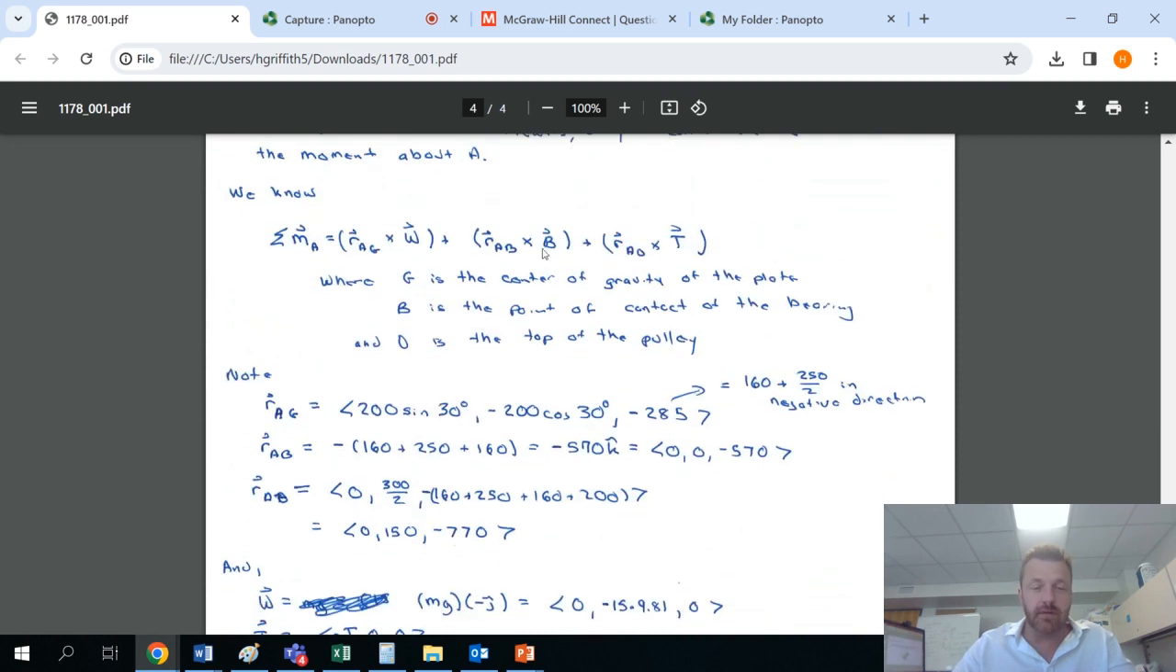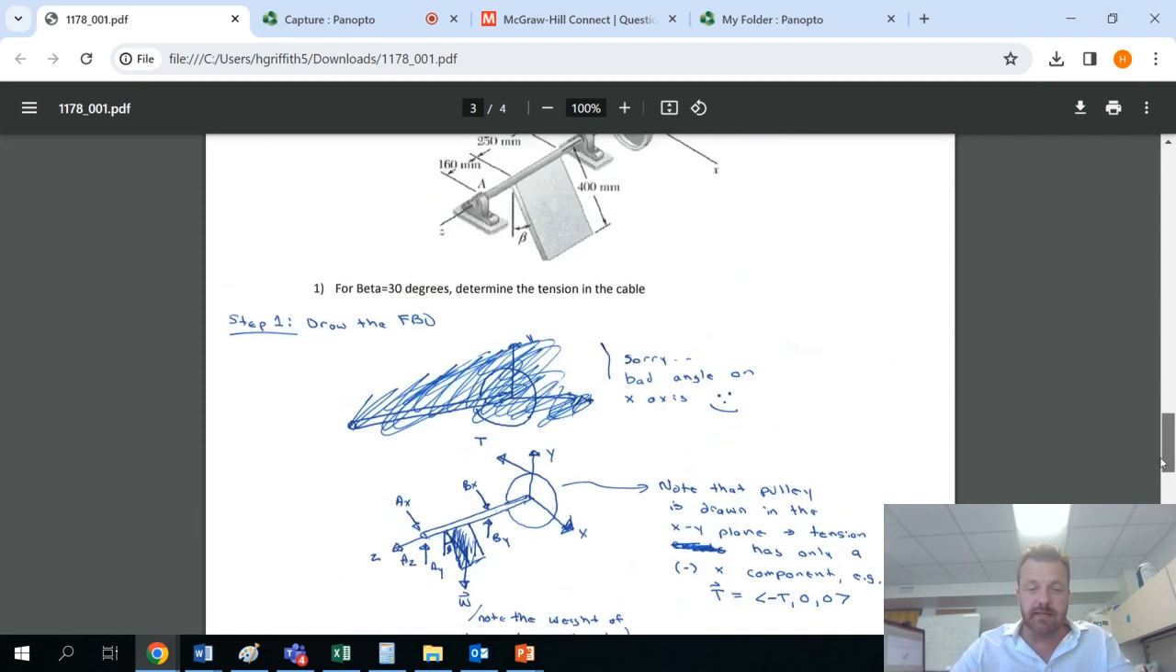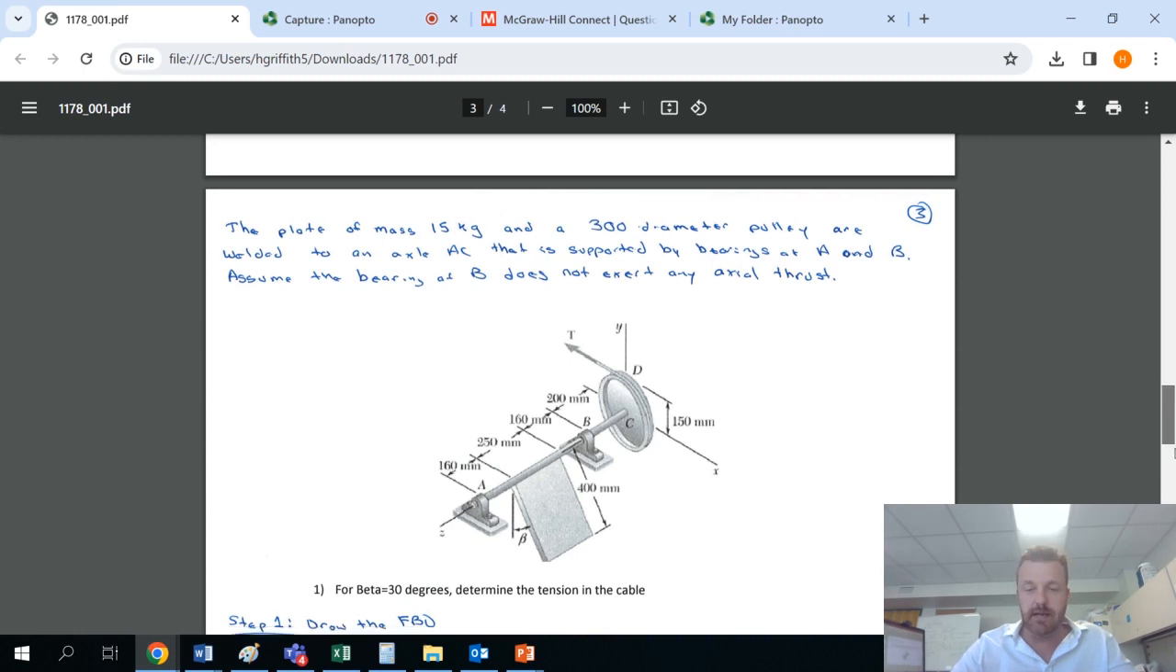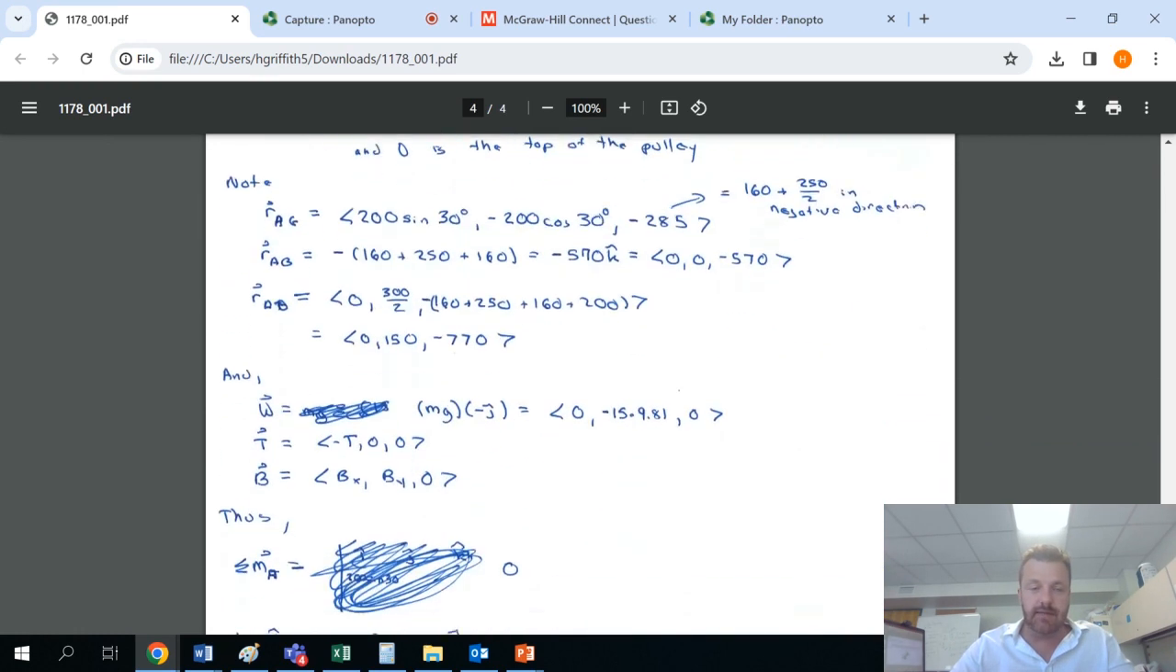I've noted that only 3 forces will contribute rotation about point A, namely the weight, the reaction at B, which has an x and y component, but I can just represent it as a vector along with that tension. So all that I need are position vectors from A to the center of gravity of the plate, from A to the actual point where the bearing touches the rod at B, and from A to D, which in our original geometry is defined as the point at the top of the pulley here. So we said that the position vectors from A to D and A to B are going to be quite easy, and that is in fact the case here.